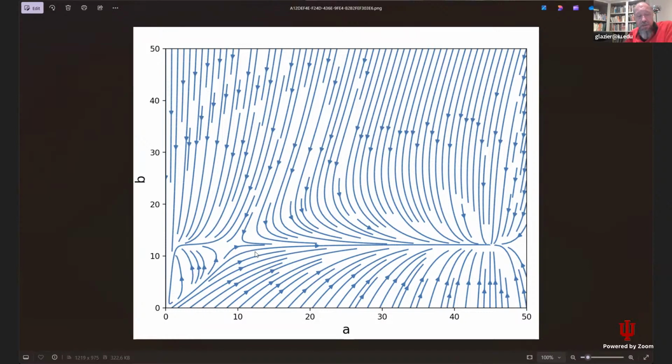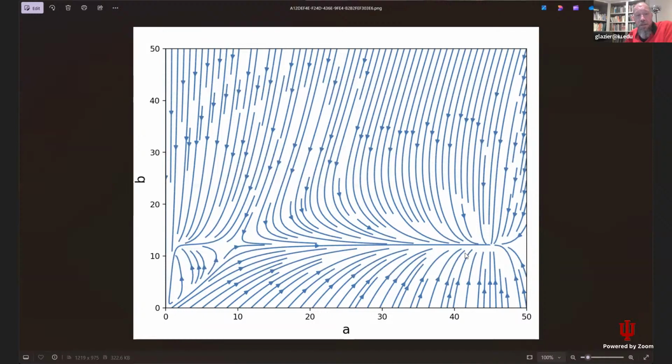And so what happens here is if I start out small, I'm going to cycle around that fixed point all the way on the left for small values of A. For large values of A, I'm going to wind up with that steady state around 50.